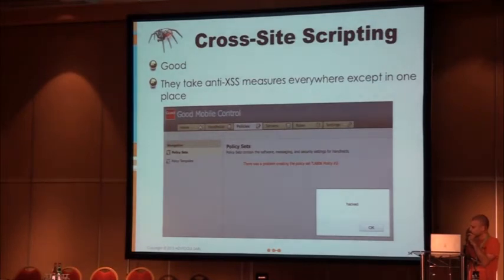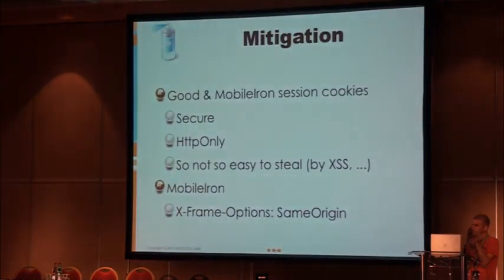This is an example from Good. For Good, it's a little bit different, because apparently they are using some framework, some anti-cross-site scripting library, but they forgot to use it in one place, only one place. So you are able to use a cross-site scripting vulnerability, but hopefully they are using the HttpOnly attribute, so it's not simple for JavaScript to retrieve, for example, the session cookie. Mobileiron is also using this HTTP option to avoid framing the management interface. So they take into account some risk, but they made very basic security mistakes.